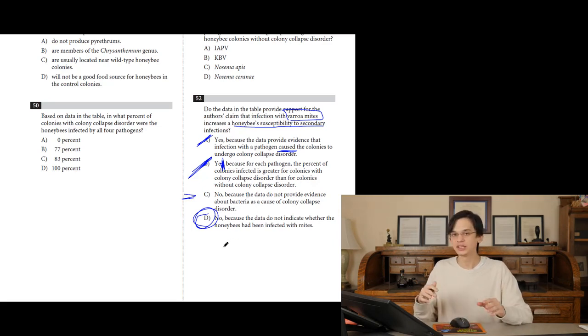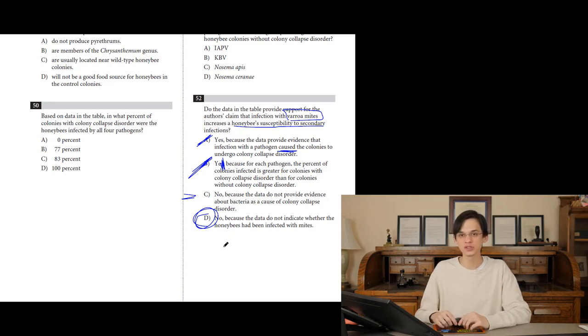But realize how D is the much stronger, more irrefutable answer than C is. Because whether or not C is true, yeah, okay, the data does not provide evidence about bacteria as the cause. Is it answering the question of supporting the author's claim that varroa mites increase honeybee susceptibility? It's like, no, it doesn't. Whether or not bacteria causes or does not cause colony collapse, that has nothing to do with wondering whether or not mites cause colony collapse.